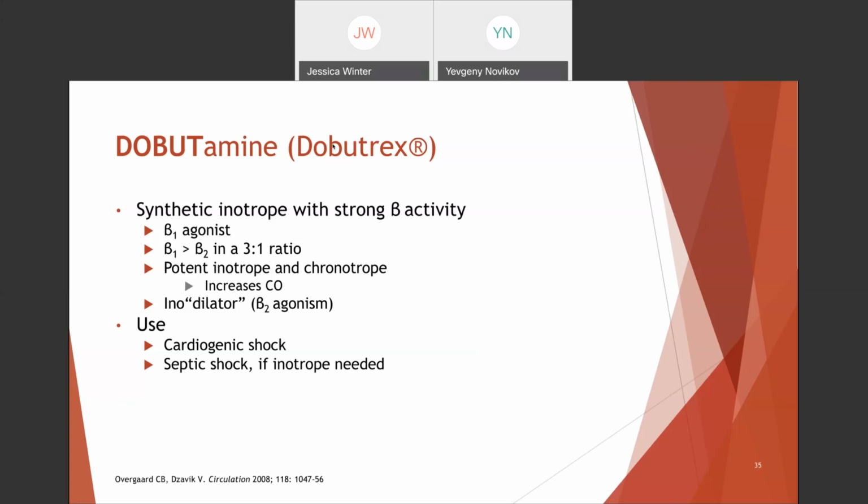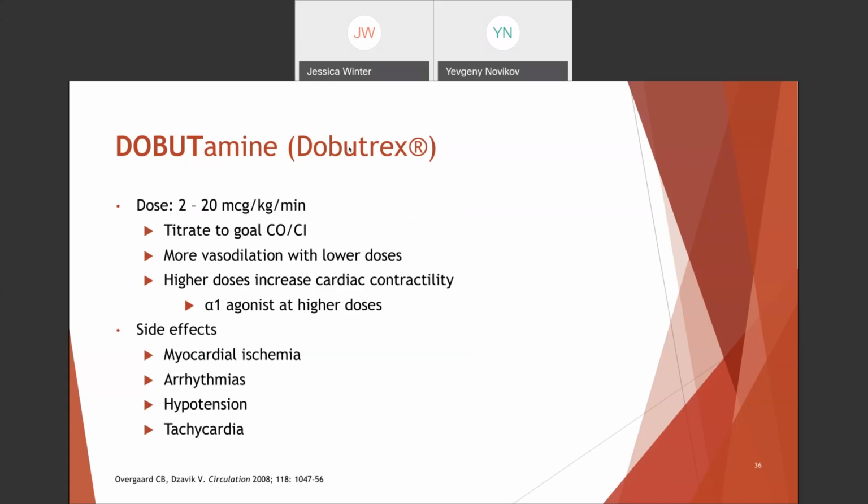It does also act on beta 2 receptors, and remember, beta 2 receptors cause bronchodilation and vasodilation in the skeletal muscle. So it's known as an inodilator. You will see some decreased blood pressure when you start dobutamine, but not as much as milrinone. The end goal, of course, is to increase cardiac output through increased contractility, and it's the primary recommended agent for cardiogenic shock. If you have concurrent cardiogenic shock in the setting of sepsis, then it's recommended to use dobutamine as your first-line agent. Doses are in mcg per kg per minute, so this is weight-based dosing, and you usually should be titrating it to a goal cardiac output or cardiac index.